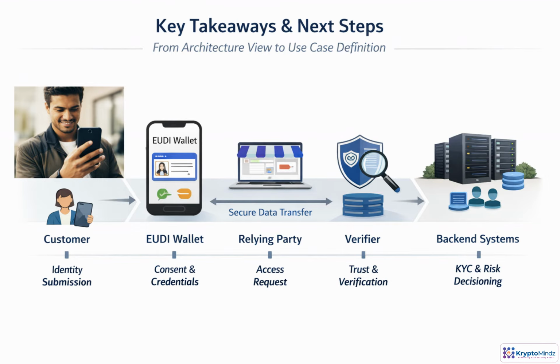You've now seen how an eIDAS 2.0 onboarding journey links customer, wallet, relying party, verifier, and backend decisions into one trusted flow. Architecture choices around boundaries, ownership, consent, and evidence aren't technical details. They shape risk, compliance, and cost. In the next step, we turn this architecture into a concrete onboarding use case.